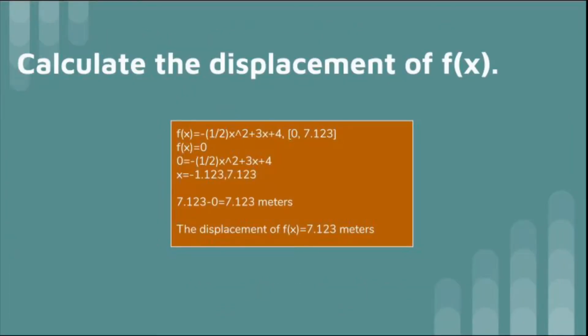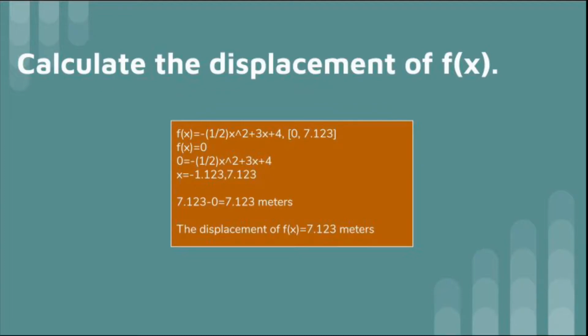Secondly, we have the question, calculate the displacement of f of x. Displacement is the difference between an object's final position and its starting position. To solve this, we must use the endpoints of our domain restrictions and our position formula. However, another way we can solve this is by finding the roots of the position formula by setting f of x to 0 and solving for x.